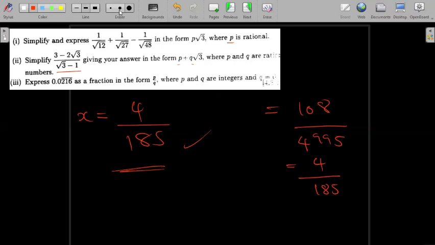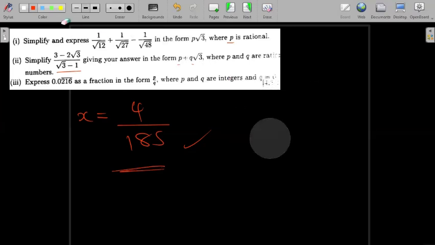So you can go and find the method and come and teach us as well. We'll give you the platform. But is that clear?